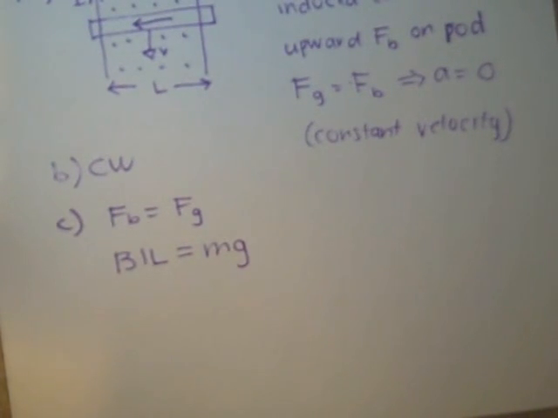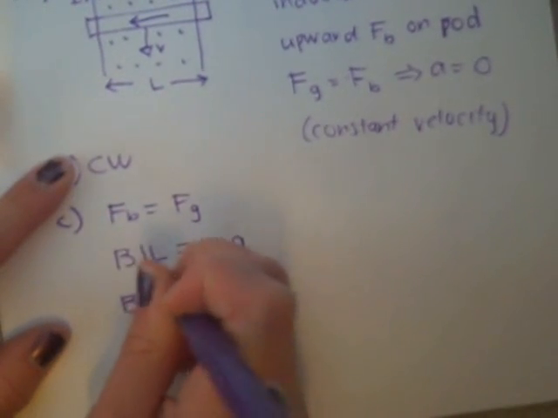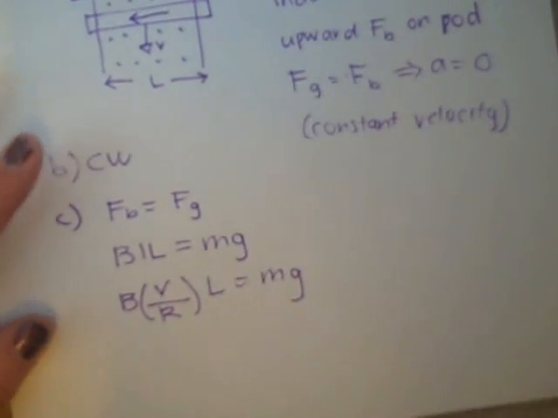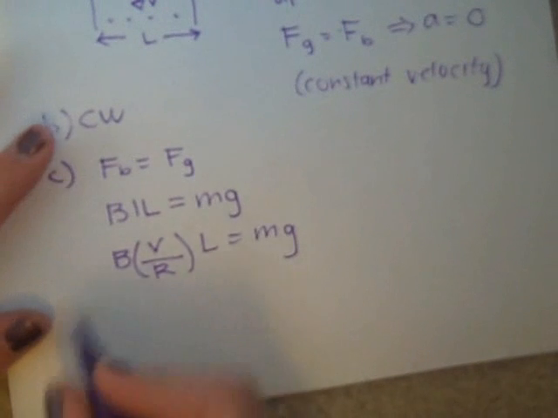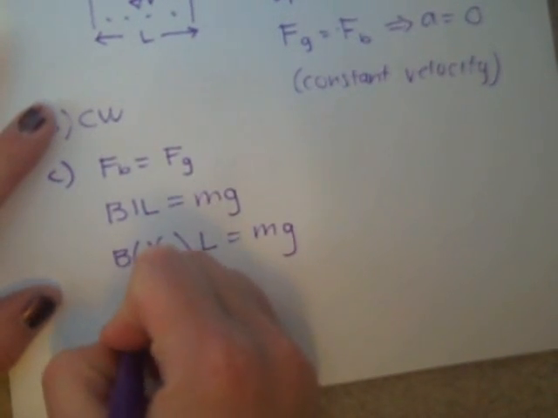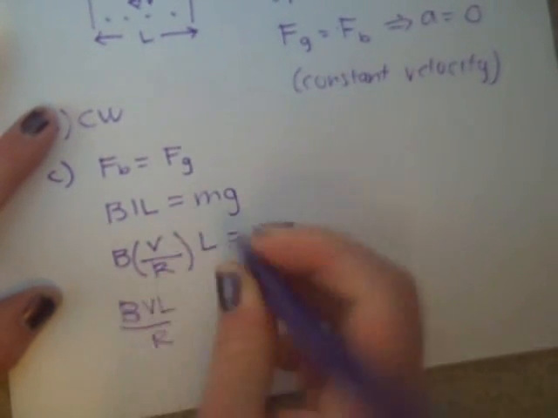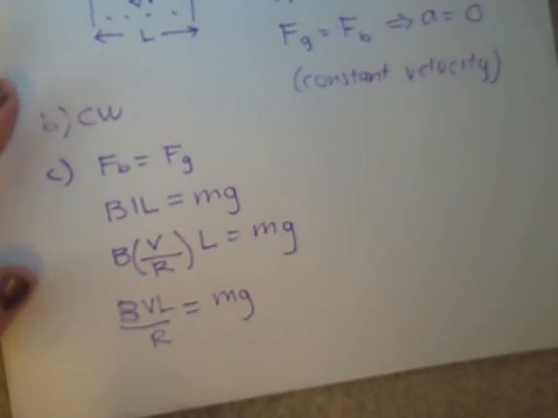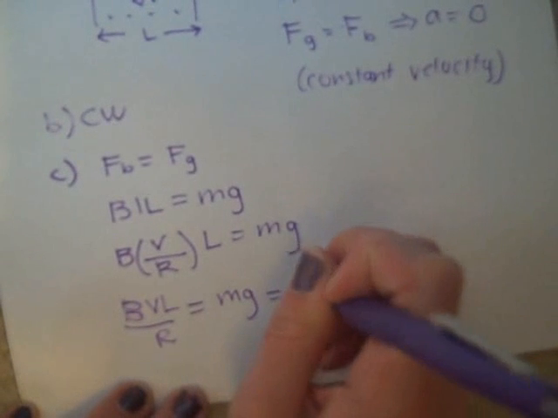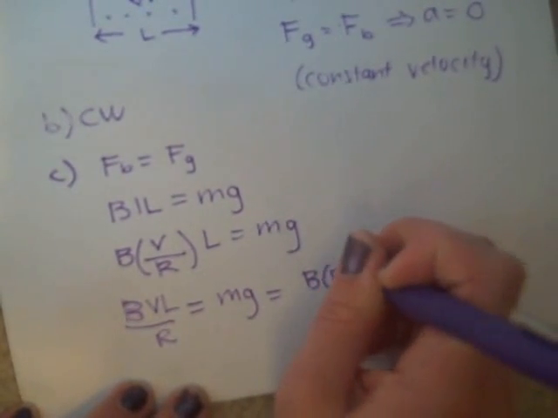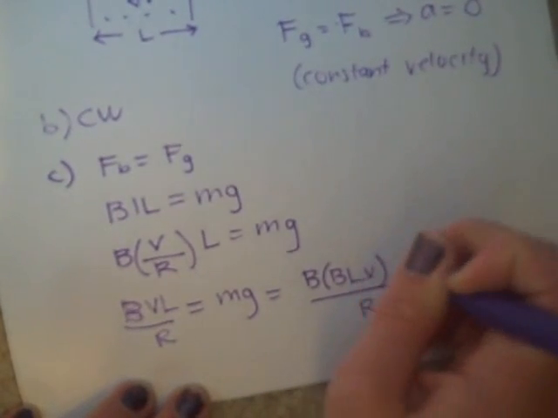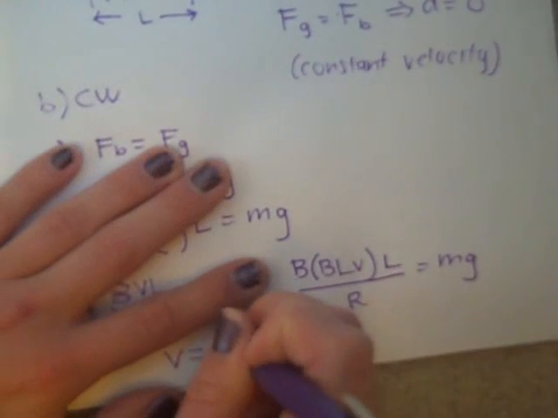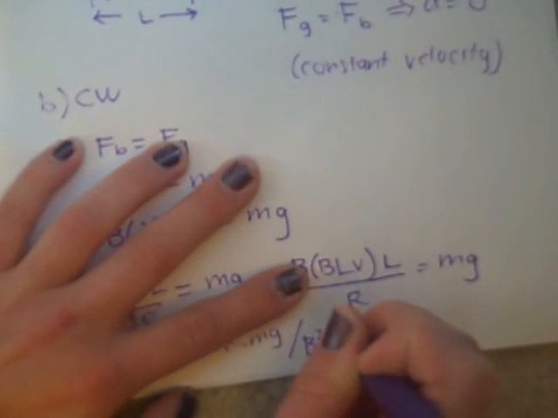And in order to find the induced current, we'll have B times I, where I is equal to the induced voltage, V, divided by the resistance of the circuit, R, times L, equals M times G. And if you rearrange stuff a little bit here, we will go ahead and get BVL over R equals M times G. And finally what we can do is plug in for our induced voltage there, and we know that is going to be B times L times V, divided by R, times L still equals M times G. And the result, if you finally solve for velocity, is that the velocity can be R M G divided by B squared L squared.